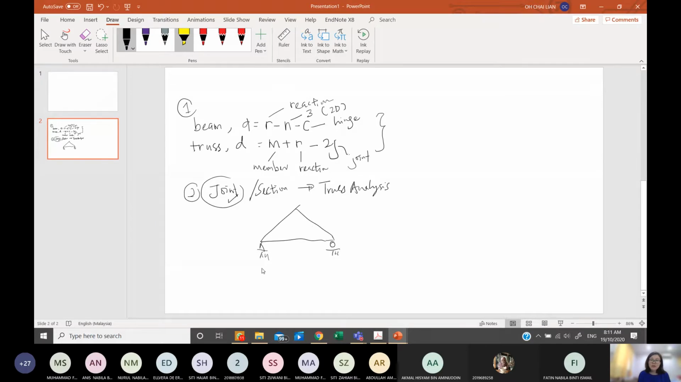First of all, you might want to solve for the support reactions. Then we are going to focus on joint by joint. What we need to do in the joint method is analyze the equilibrium at a joint. You need to observe joint A, joint B, or joint C, and decide which joint you can start with. Please make sure that the particular joint does not have more than 2 unknown forces, because if it is more than that, it will be difficult for you to start.